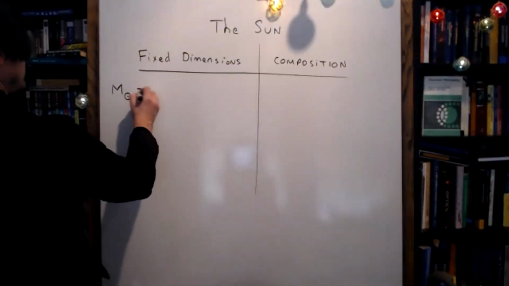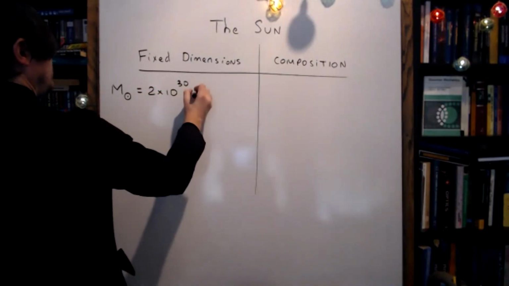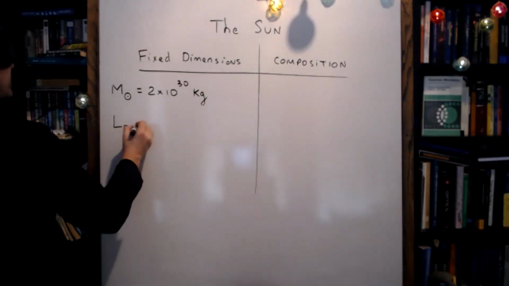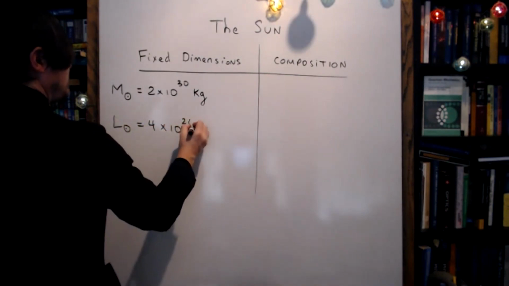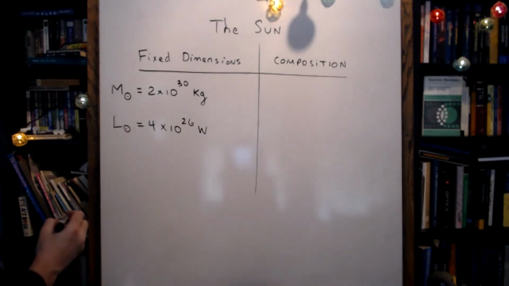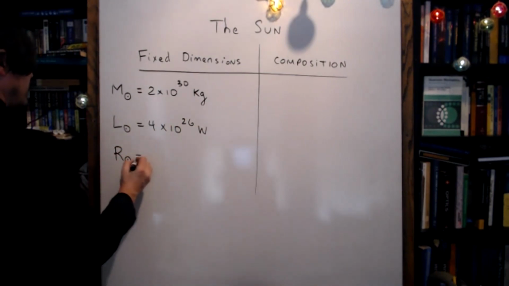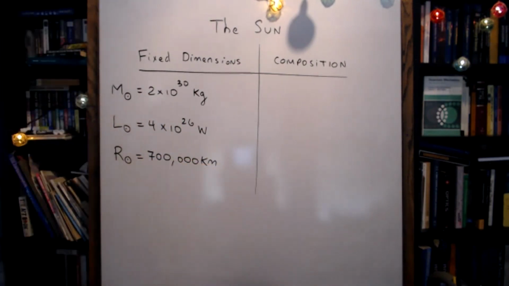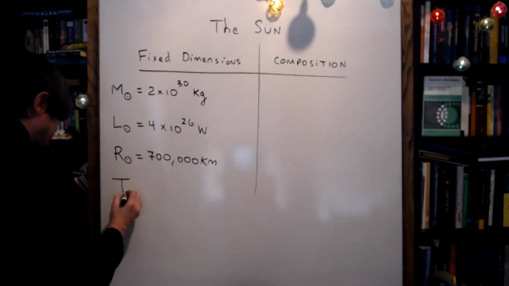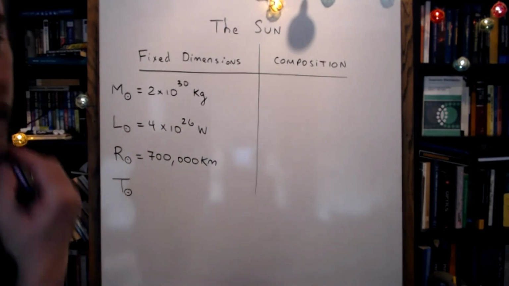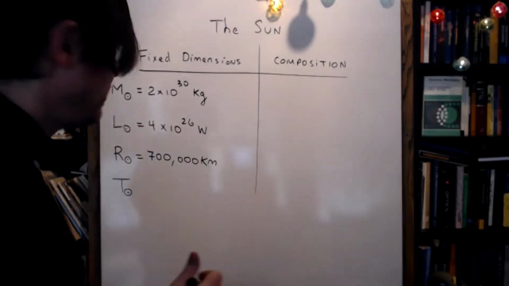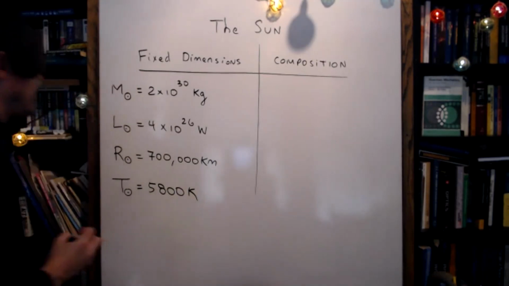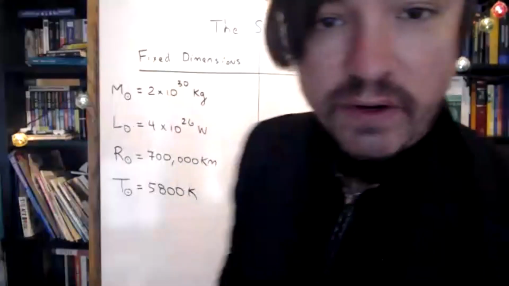The mass of the sun is 2 times 10 to the 30 kilograms. That number does not change, nor does the luminosity of the sun. It's fixed at 4 times 10 to the 26 watts. The radius of the sun is 700,000 kilometers. And the temperature at the surface of the sun, the sun has a variety of different temperatures associated with it, but the temperature at the surface of the sun is 5,800 Kelvin, okay? These numbers are fixed and they don't change.